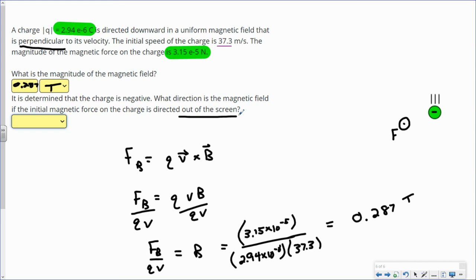So if we can get the direction of the magnetic field that would put a magnetic force onto a positive charge that is into the screen, that would be a magnetic force on a negative charge that is out of the screen. So in pointing my hand down in the direction of the velocity and my thumb into the page, representing the magnetic force into the page, my fingers curl in the direction of the magnetic field, which is to the left. So in order to get a magnetic force into the page for a positive charge and a magnetic force out of the page for a negative charge, we need a magnetic field that is to the left.